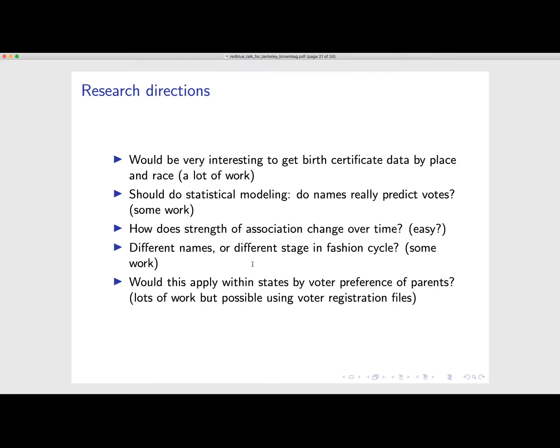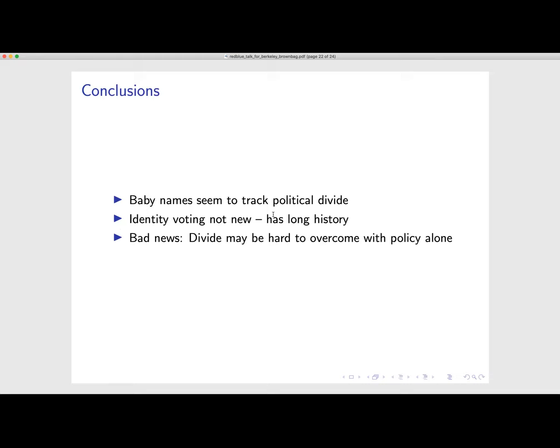Okay, so that's it. The conclusions are that baby names seem to track the political divide, that identity voting is not new, it has a long history. And the bad news, I mean, identity voting is not really good news for our country, right? That identity voting is how things have always worked and still working. It's going to be hard to change minds if this is what's driving elections. So I think that's already been said, but this is just reinforcing it. It's always been the case maybe, and so it's not a new challenge that our country faces. It's the same challenge.